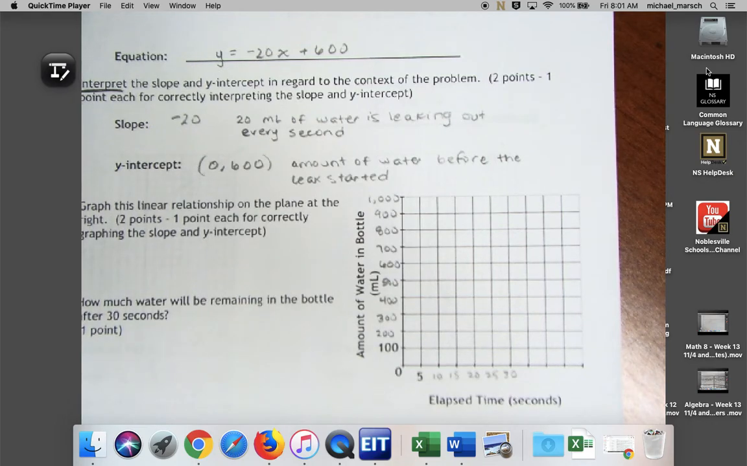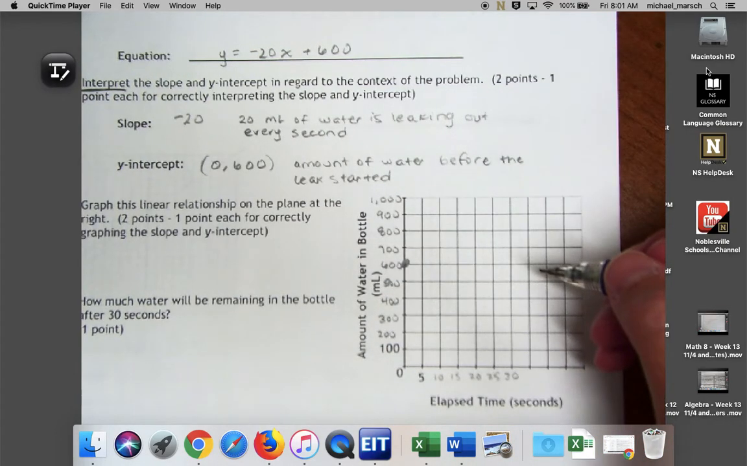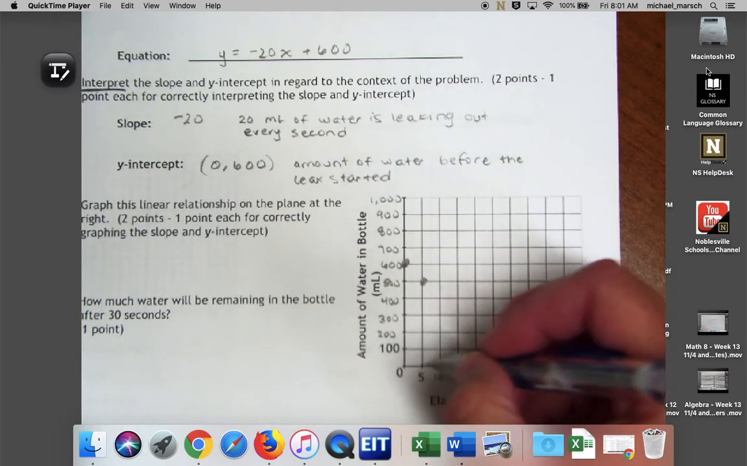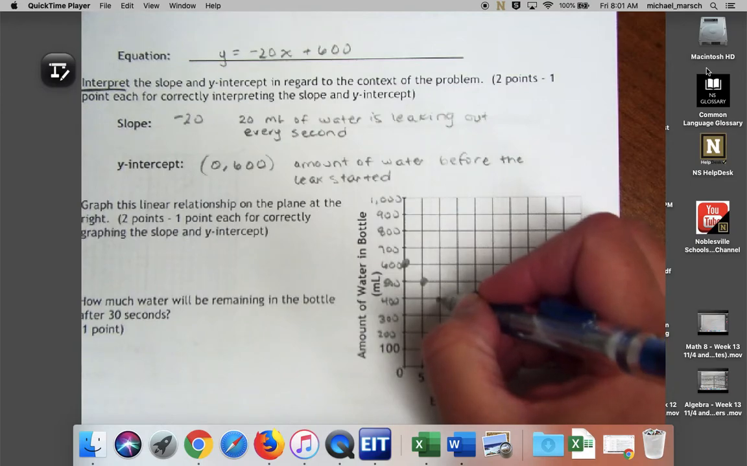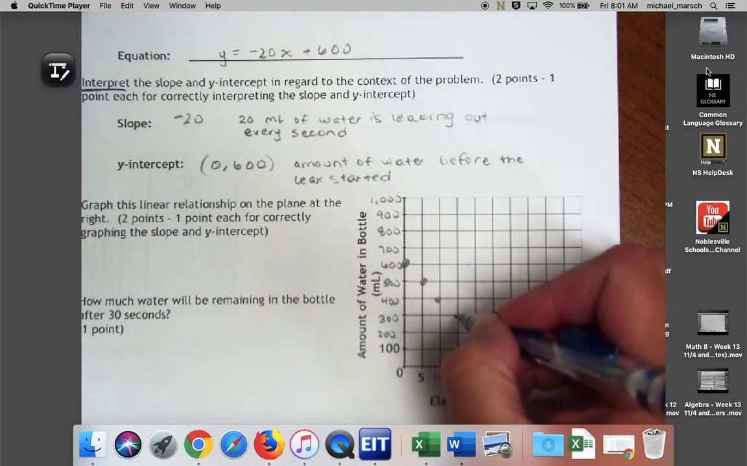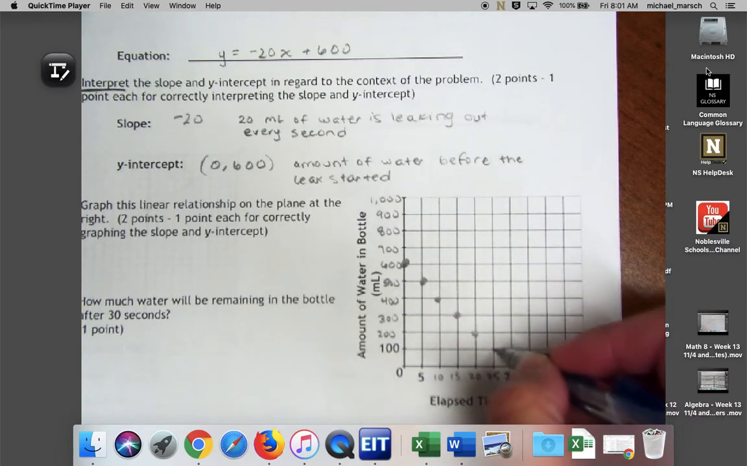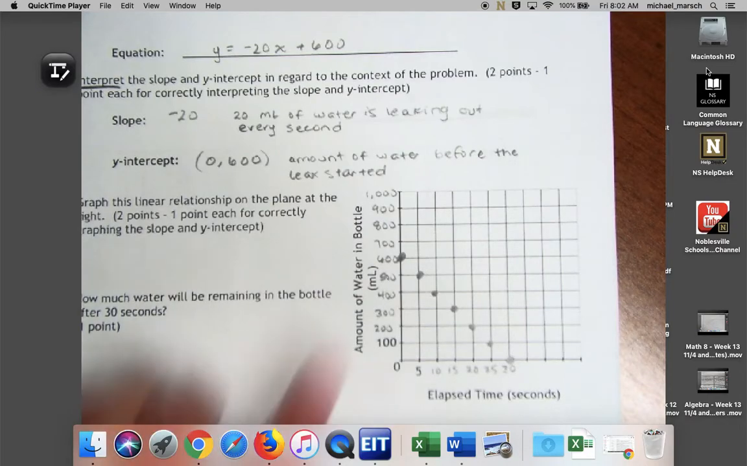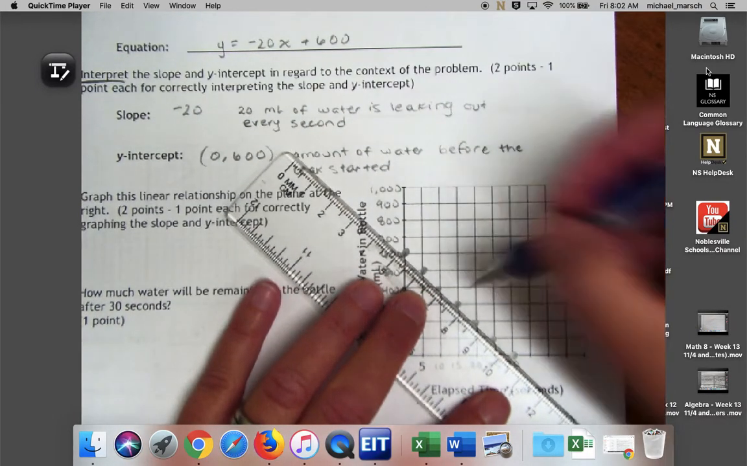And then I'm going to use my slope to actually plot points. So I start at 600, that's my y-intercept. And then at 5 seconds, I'm down to 500. And I'm going back up here to this table to use this. At 10 seconds, I'm at 400. At 15 seconds, I'm at 300. 20 seconds, I'm at 200. So I know that if I kept going at that constant rate of change, that's going to be my last 2 points on this graph.